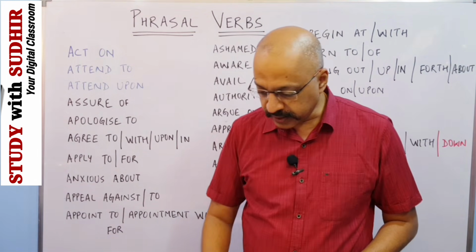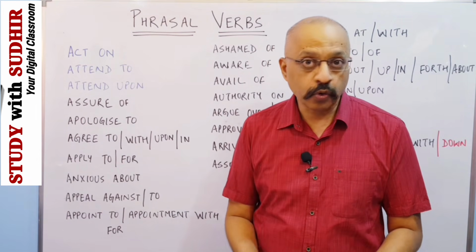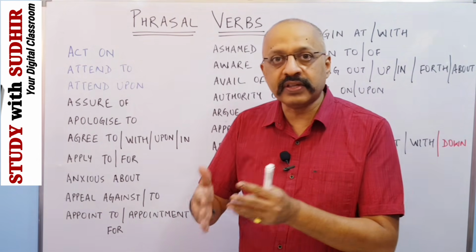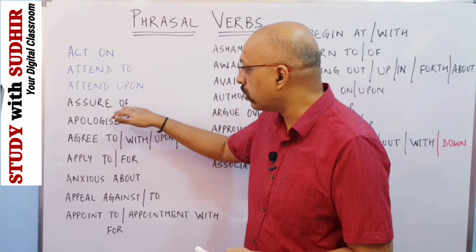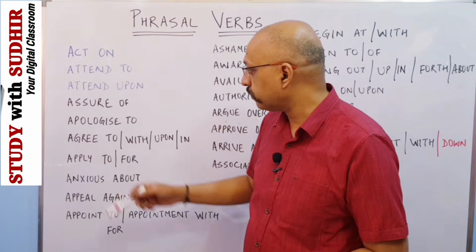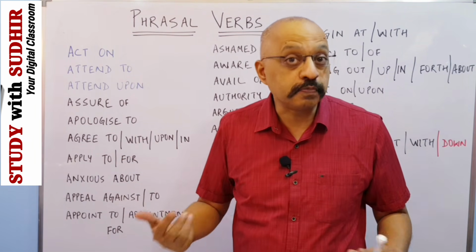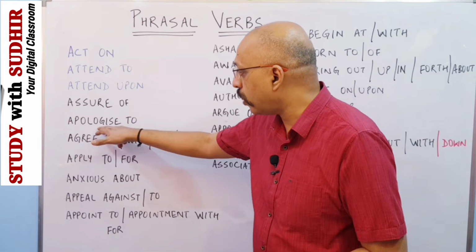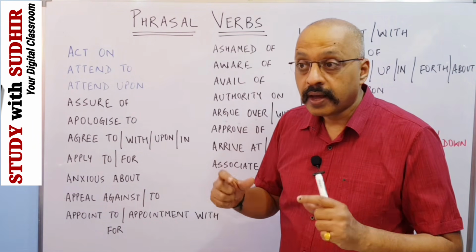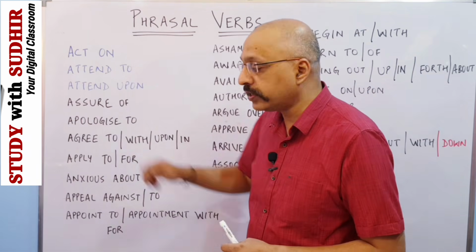Assure of. The bank manager assured me of help. So when there is an assurance given that it will be taken care of, with assure, you go with the preposition of. Apologize to. He apologized to his parents for his misconduct or for his behavior. So you apologize to, that's the preposition which normally would come along with apologize.